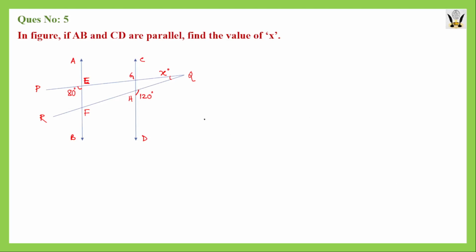Now the next sum. Here it is given that AB is parallel to CD and we need to find the value of X. Since AB is parallel to CD, PQ can be taken as a transversal. So this angle and this angle are corresponding angles. So angle EGH will also be 80 degrees, and angle EGH and angle HGQ are a linear pair. So angle HGQ will be 180 minus 80, so it will be 100.